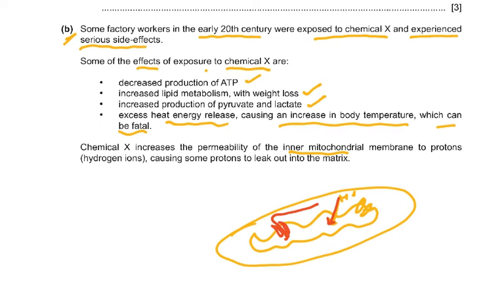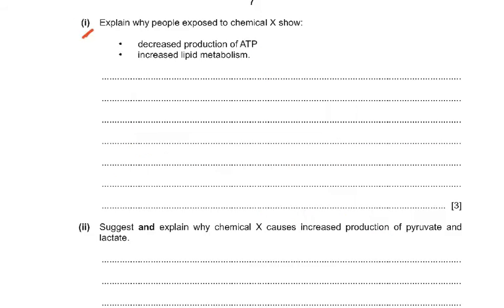So chemical X increases the permeability of the inner mitochondrial membrane to protons, hydrogen ions, causing some protons to leak into the matrix. So always do a sort of a diagram and explain this to yourself so as to do paper 4 in a better manner. Part 1 of this question was: explain why people exposed to chemical X show number 1, decreased production of ATP, and number 2, increased lipid metabolism. So there are two different points, and look at the marks, there are 3 marks.